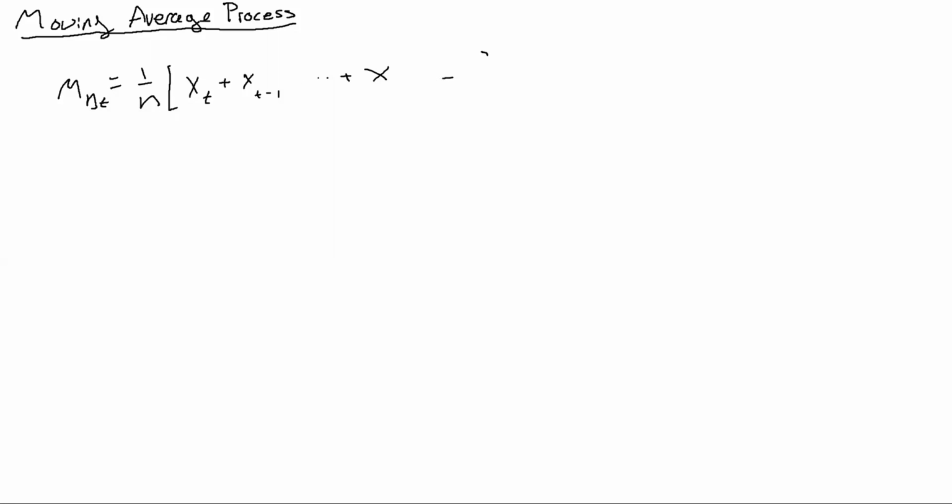So for this smoothing moving average, it weights all the periods equally. They're all weighted by 1 over n. But for a moving average process, it's a weighted average. It's a weighted moving average of previous error terms.